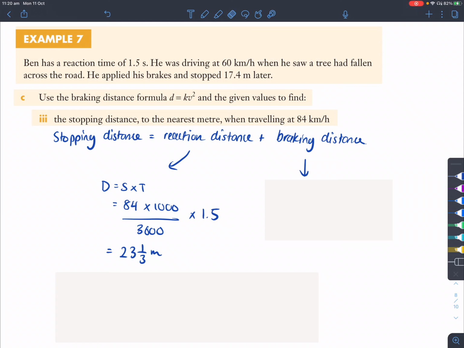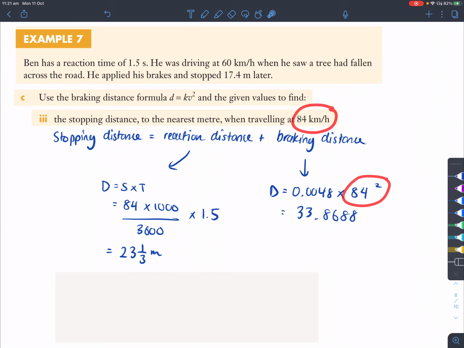Then what you've got to find out is the braking distance. So after putting your foot on the brakes, how much distance does this car travel? The k value that we got before was 0.0048, okay? And we're multiplying this by V squared. V is basically 84 this time. And so once we multiply these two values, we get 33.8688 meters.